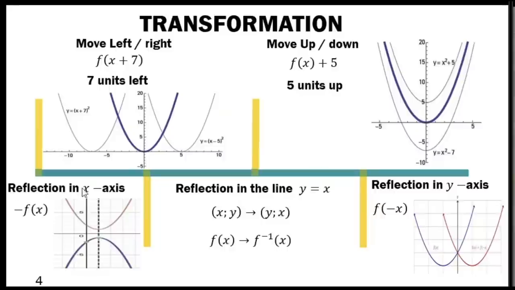We can do a reflection in the x-axis. When I reflect in the x-axis, the y values change, so we put the negative in front of the y, so it's negative f of x. If I reflect in the line y equals x, it means I am swapping my x and y coordinates, so I'm actually doing an inverse graph. And if I reflect in the y-axis, my x values will change, so the negative goes in front of the x, so it's f of negative x.